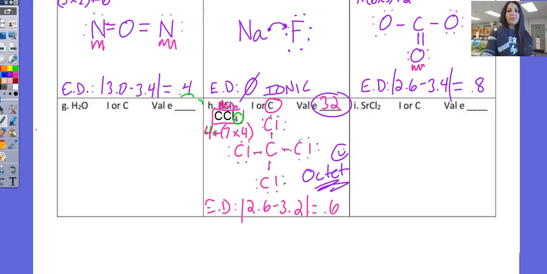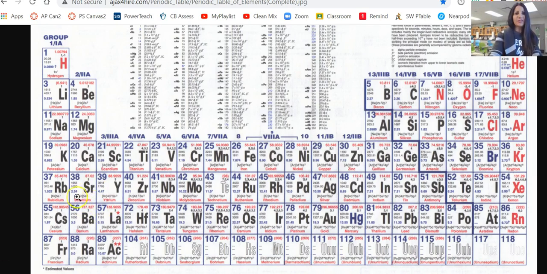So the first thing that we're going to want to do is take a look at a periodic table to see, is it automatically an ionic? In other words, is it a metal and a nonmetal? Because then you kind of forego a lot of this stuff, and then it becomes a lot easier. So let's check that. Here's our periodic table. I see strontium right here. I see chlorine on the other side. Yes, that means one's a metal and one's a nonmetal.